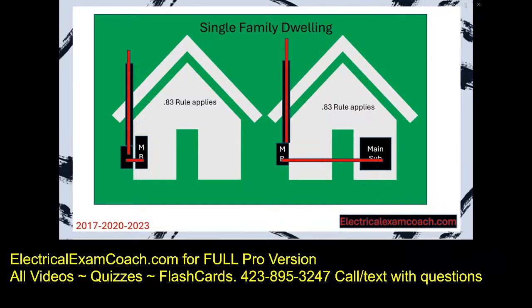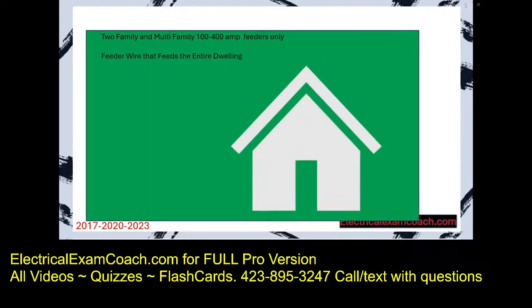You would go to that table, do your cheat sheet, find your size breaker, slide over, and you'd be able to use that size wire. Let's dive into two-family and multifamily. This is 1 through 400 amps, and this applies to the feeders only.